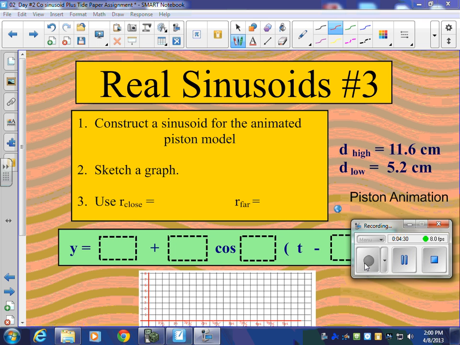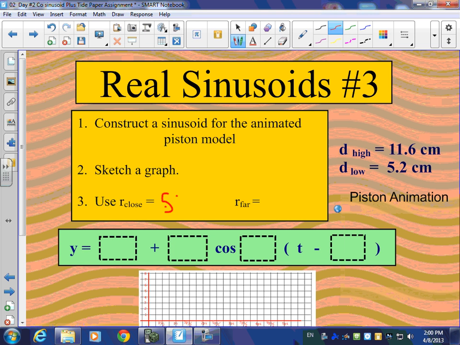There's an object that moves up high and then down low. It just keeps going high and low. The low is 5.2 centimeters, and the high is 11.6 centimeters. It moves between those distances from a fixed point. And all we need is the period, and then we could figure out what this is.